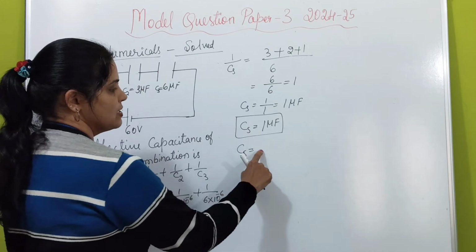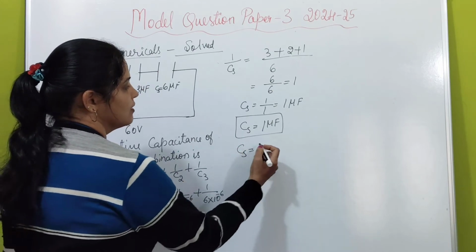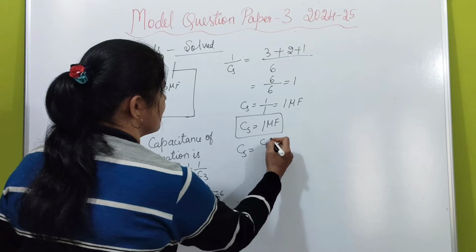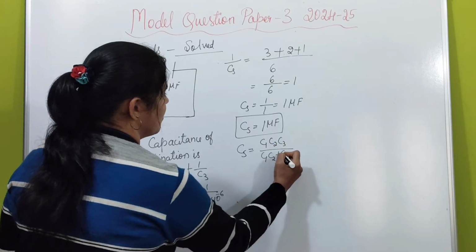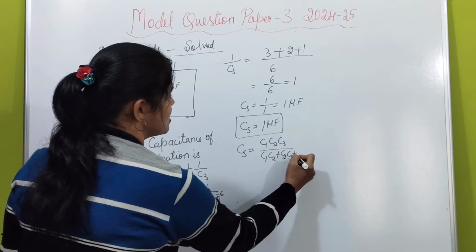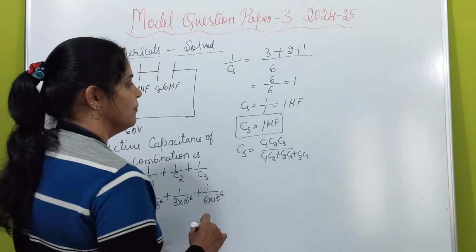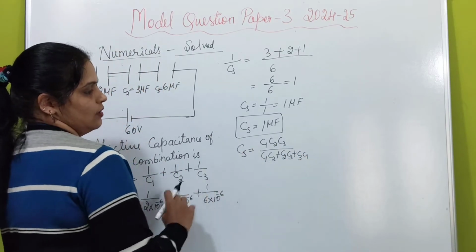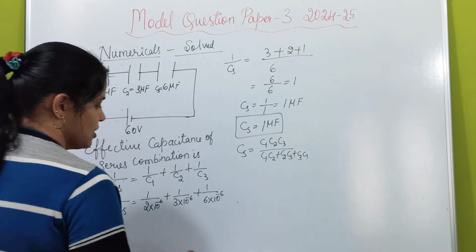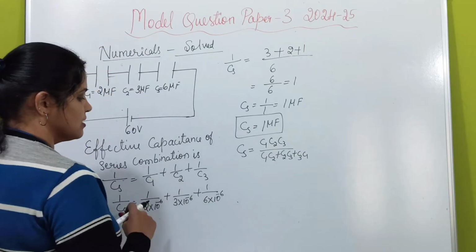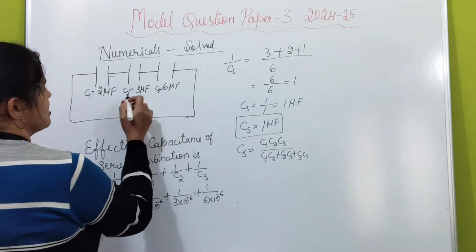You can also use this formula. See, when there are 2 capacitors, we are using Cs equal to C1 C2 by C1 plus C2, right? If there are 3 capacitors, you can write C1 C2 C3 divided by C1 C2 plus C2 C3 plus C3 C1. Okay? So you can also use this relation. Now, the next question is, find the potential difference across 6 microfarad capacitor.